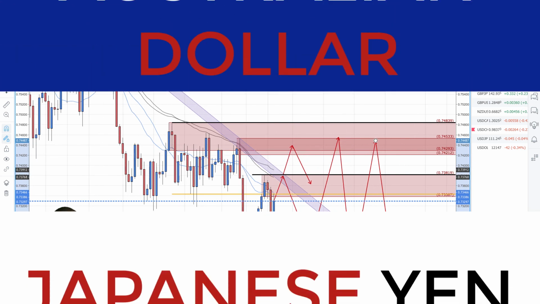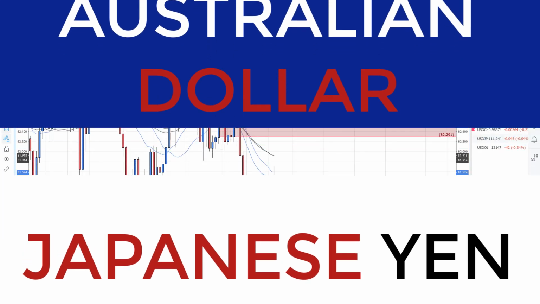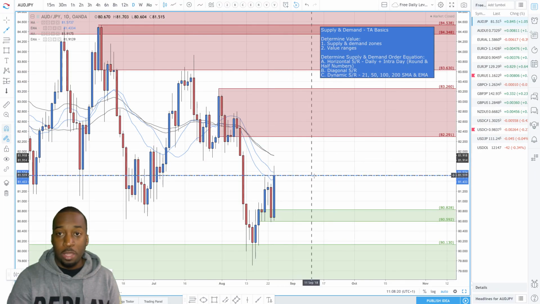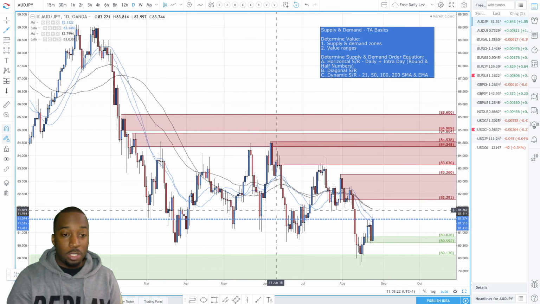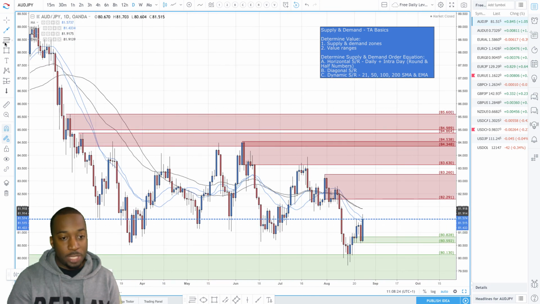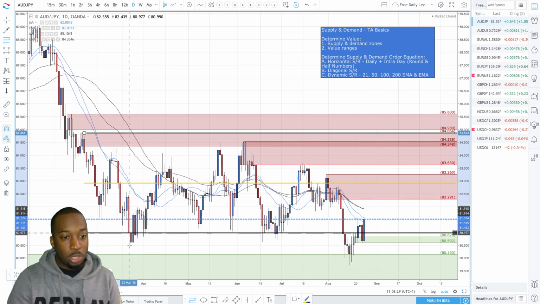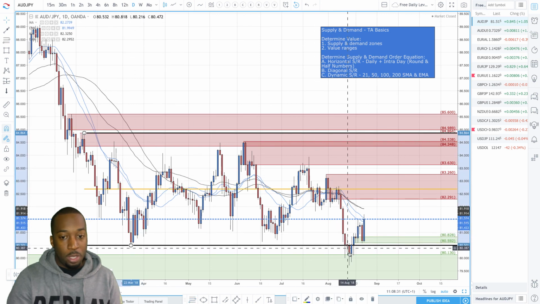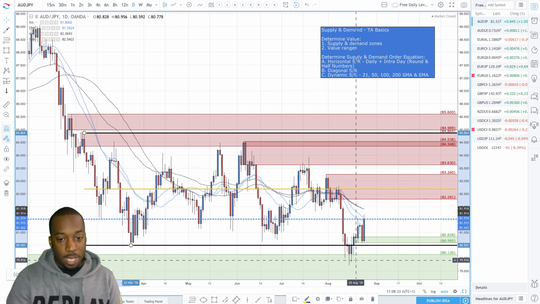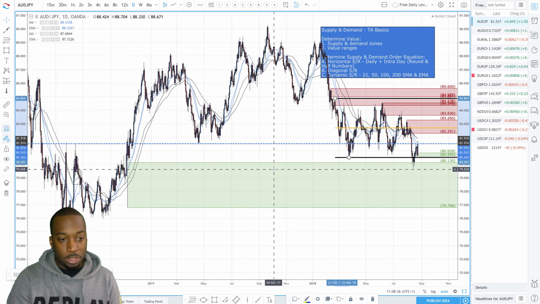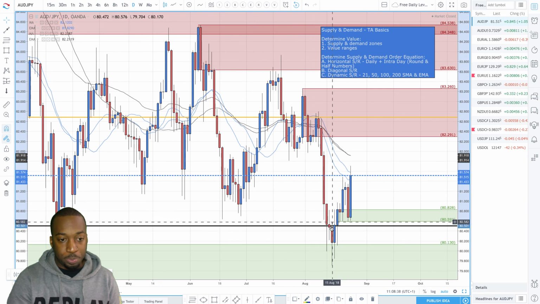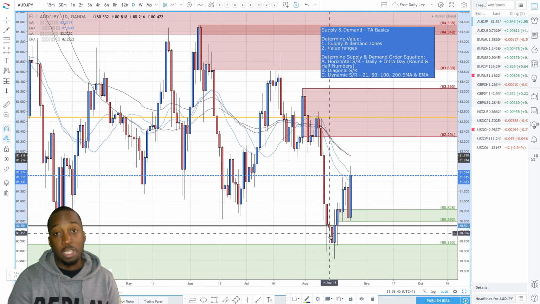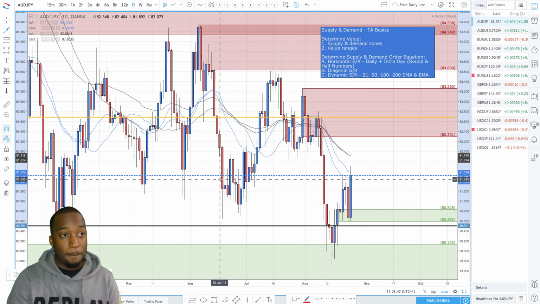So the last currency pair, the Australian dollar, Japanese yen. I was saying last week that prices were ranging between this low and this high. And even though prices did come down right into this larger demand zone, I did feel that if risk on comes into the market, this was going to be potentially a stop hunt. You can check out my last week's video.